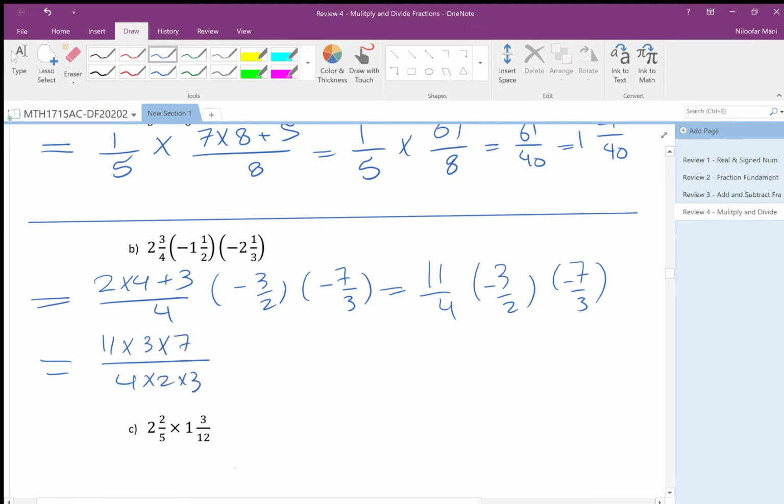If I can, I make it simple for myself. So when I see two negatives, the result is positive, so I don't carry them. Then this and this cancel, so the result is 77/8. How many 8s do I have? 9. And what is left? 5. Okay, so now I continue here.